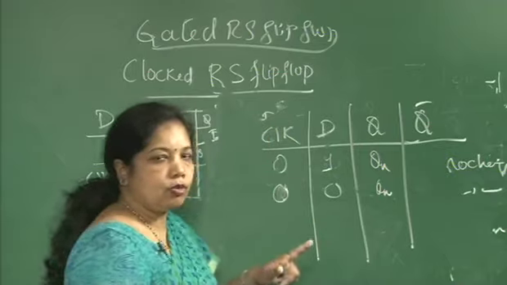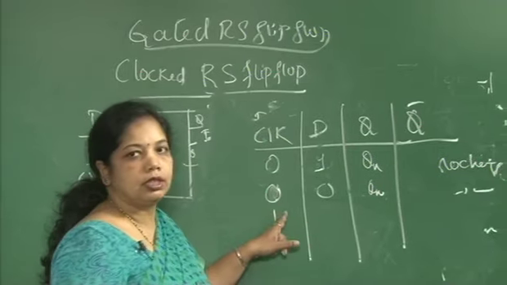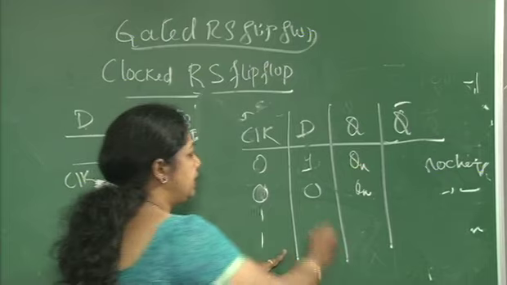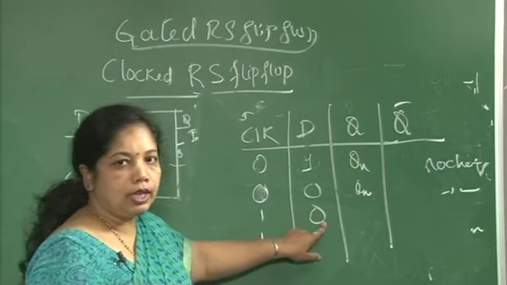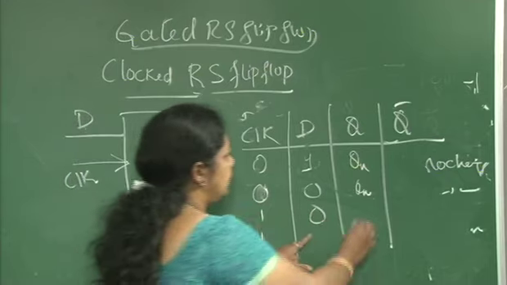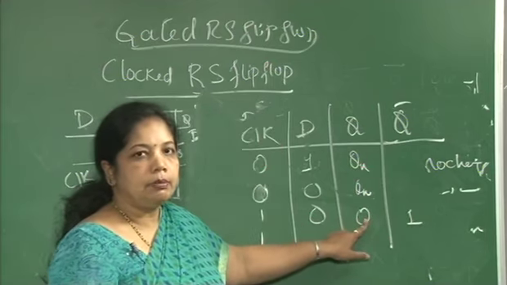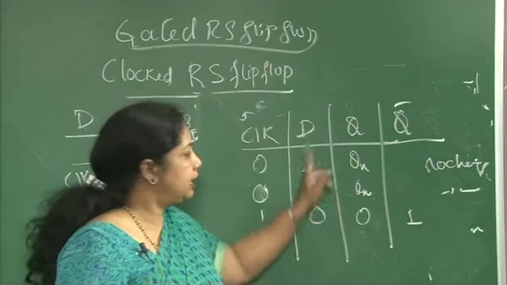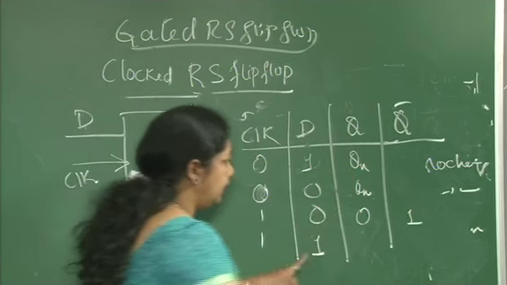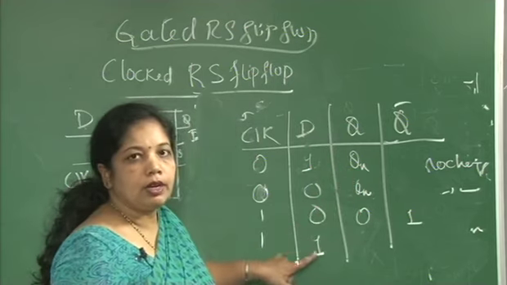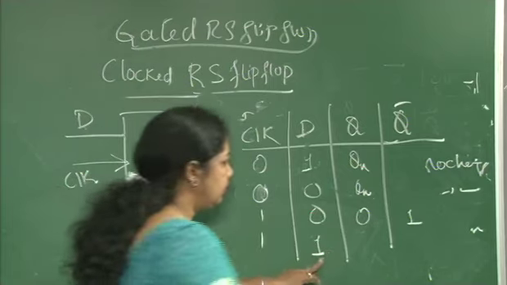Whenever I apply clock, that is 1, if my D input is 0, then the same thing is transferred at the output with some delay. Of course, there will be some gate delay. So if I give D as 1, my clock is 1, my output will be 1 over here.